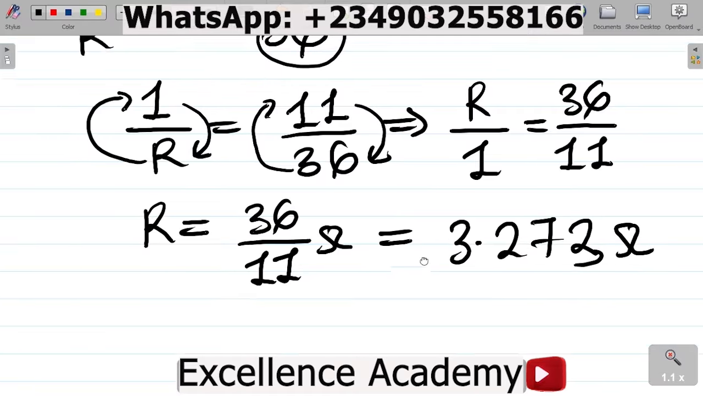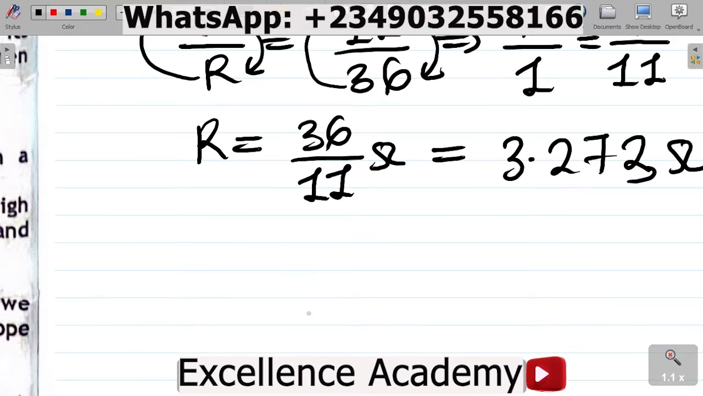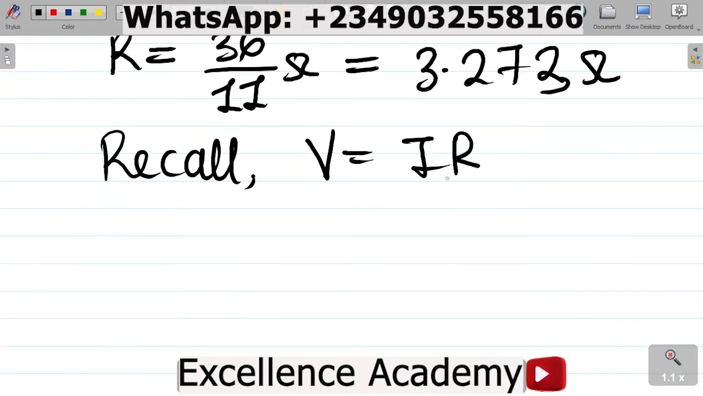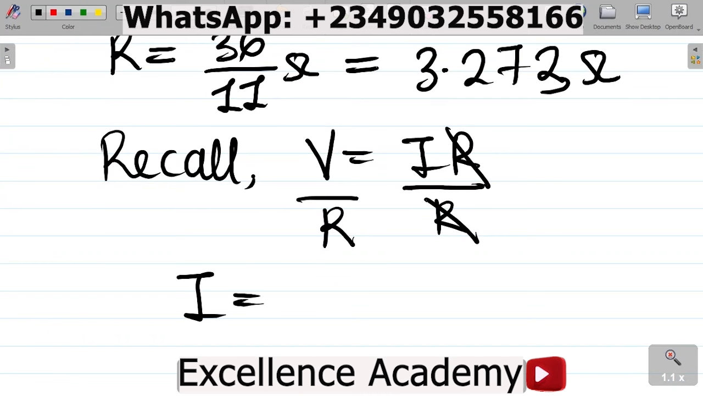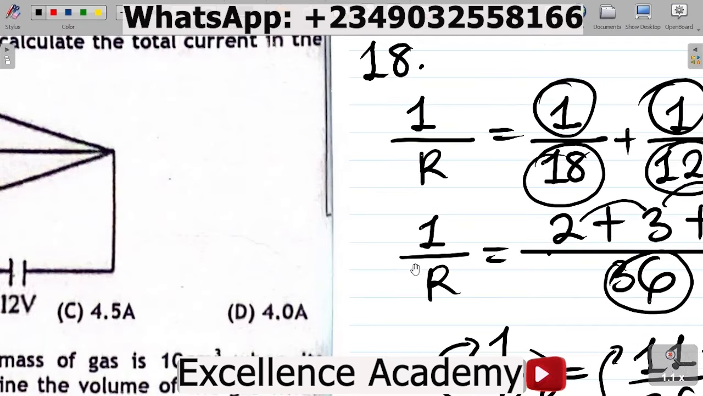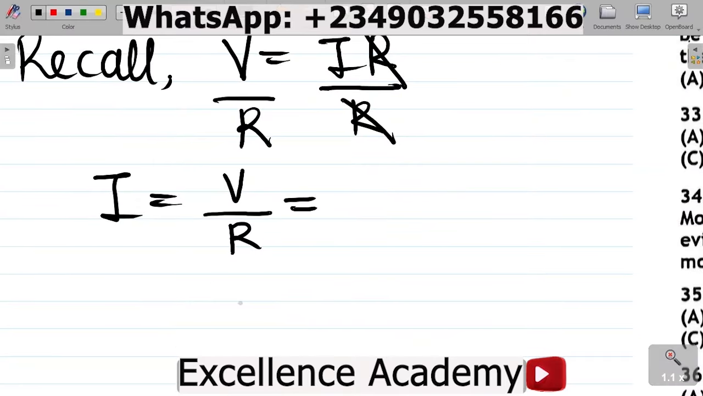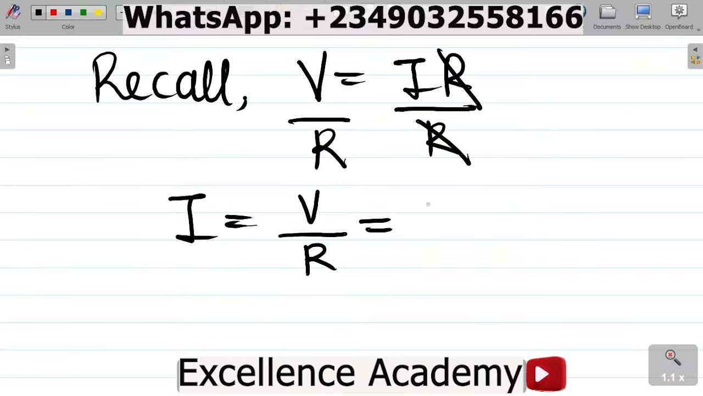So we have to find current. We are given voltage there. Recall that from Ohm's law, V is equal to I times R. To get the value of I, I'll divide both sides by R. This cancels this. So current is equal to V over R. What's the value of V from the question? It says 12 volts. So that becomes voltage 12 over R.